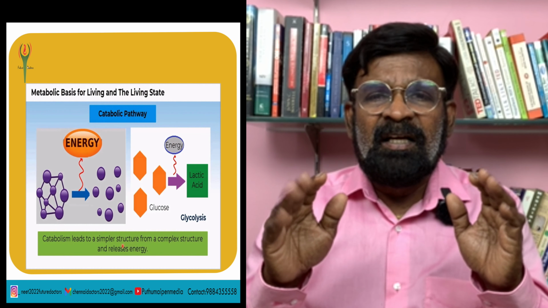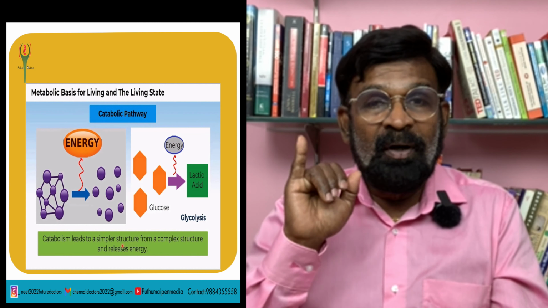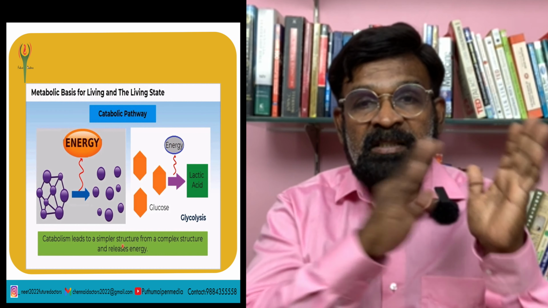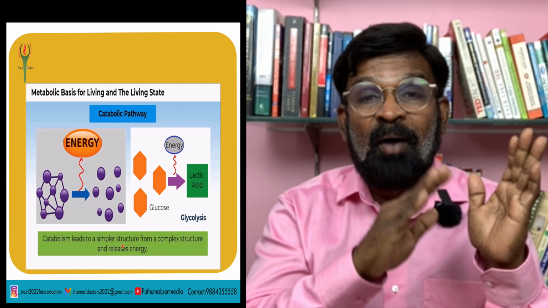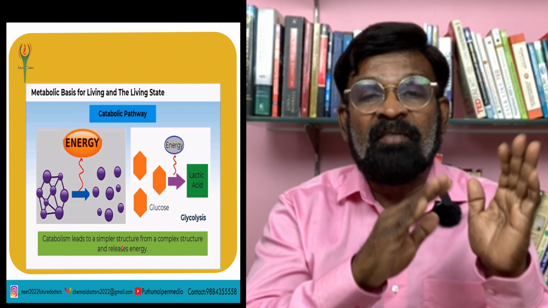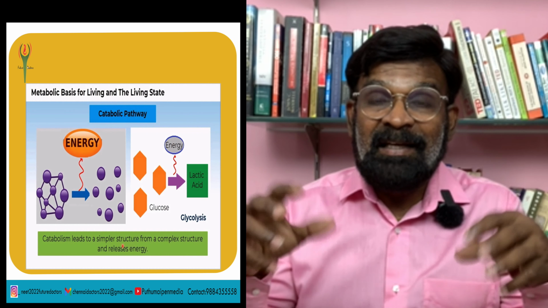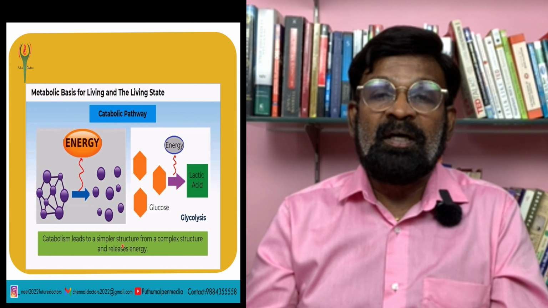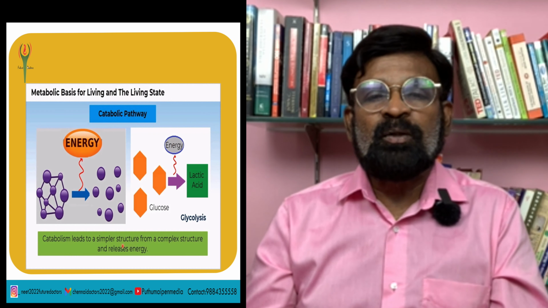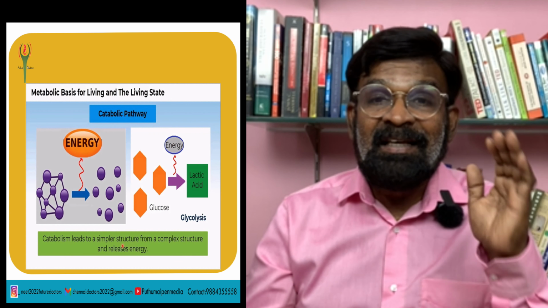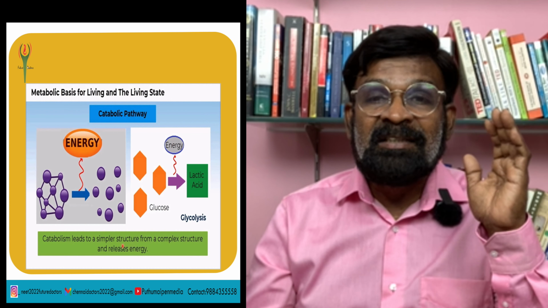These are divided into two main groups. Number one is the anabolic pathway. These include the formation of complex structures from simple ones. Example, formation of cholesterol from acetic acid, and protein synthesis. These are energy consuming pathways, so they need ATP. Next is the catabolic pathway. Catabolism is destruction. These include the formation of simpler structures.